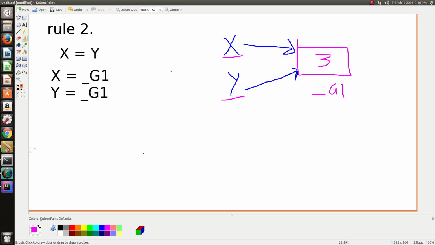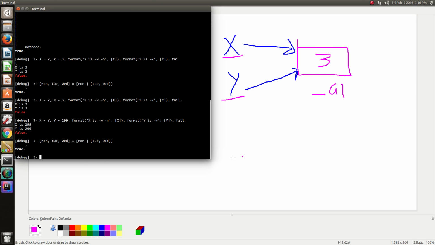And I'll quickly demonstrate this on the console. You might have to view this video full screen to be able to see this, because I don't actually have a zoom feature on this software.